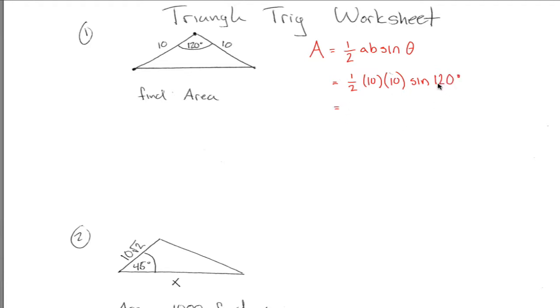And the sine of a 120 degree angle, you can turn that into radians if you want, all sorts of different ways to figure it out. This is the same as the sine of a 60 degree angle, which is equal to √3 over 2. So 1/2 times 10 times 10, and then the sine of 120 is the same as the sine of 60, which is √3 over 2.